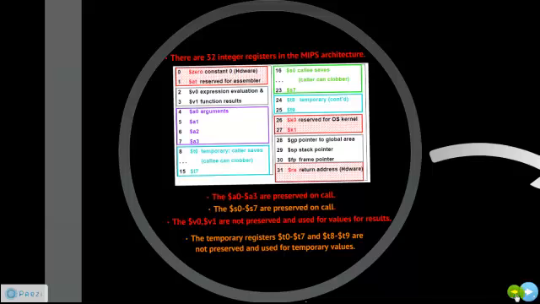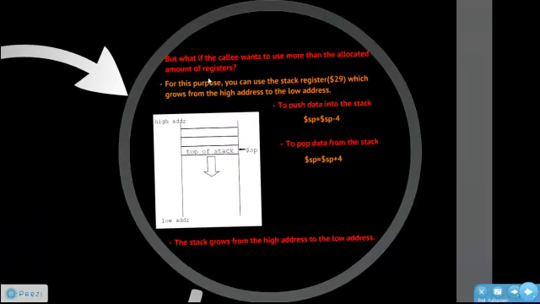So what if the callee wants to use more than the allocated amount of registers? For this purpose, you can use the stack register, which is register number 29, which grows from the high address to the low address. I'll be explaining this in a minute.